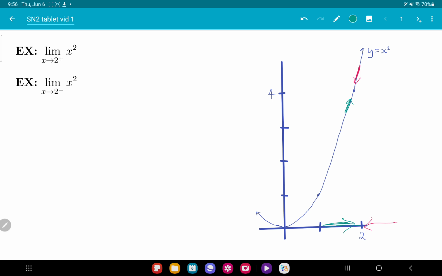Okay, but the idea of a limit stays the same. We're asking in this limit here, what does x squared approach as x goes to 2, but goes to 2 in a specific way? It's this green arrow. On the function, we're talking about this green arrow here. So I think you'll agree in both cases, as the x values approach 2, the y values approach 4. So we get a 4 here, and we also get a 4 here.